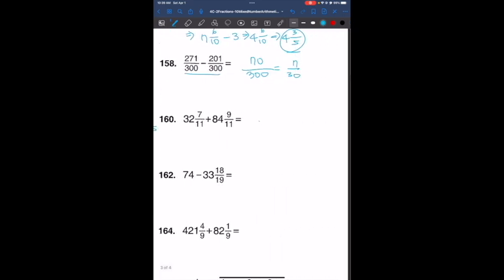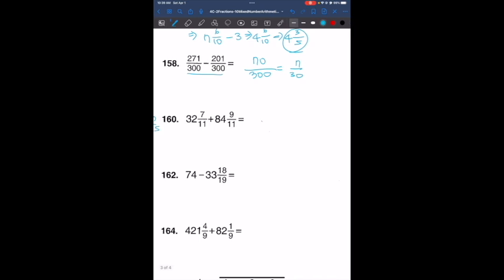For problem 160, I'm going to use the method where we want to fill this first by bringing 2/11. So what I'm going to do is I'm going to have 32 and 5/11 plus 85. And that is going to bring 117 and 5/11.